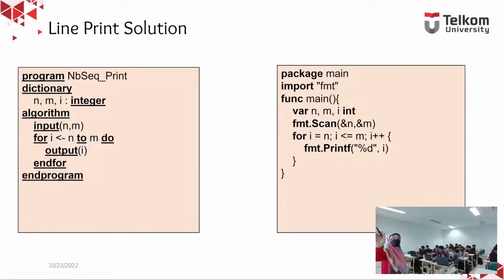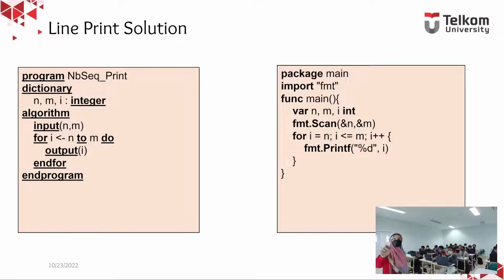First, we will take input from the user. It is stated in the problem description, right? The inputs are 2 integers. You have to follow it by writing this statement: input n and m. And then this is the loop.